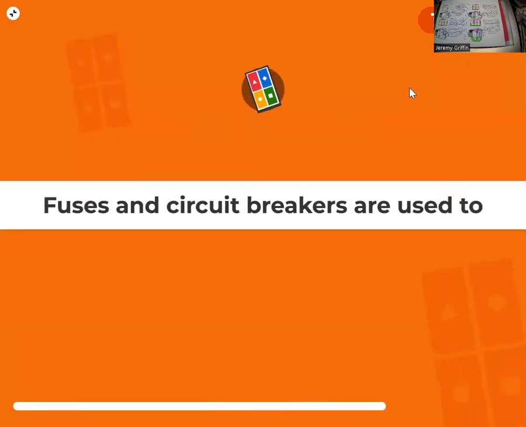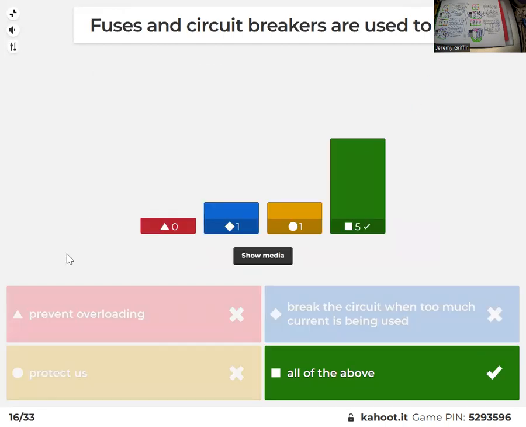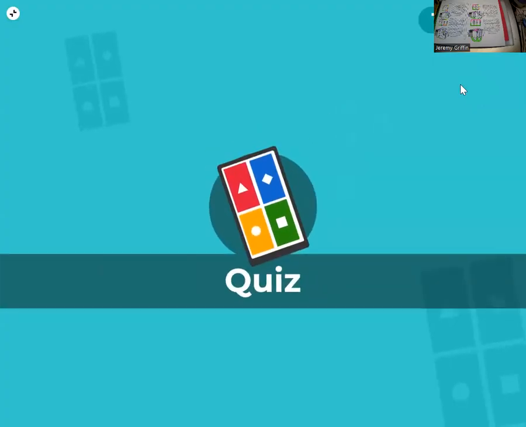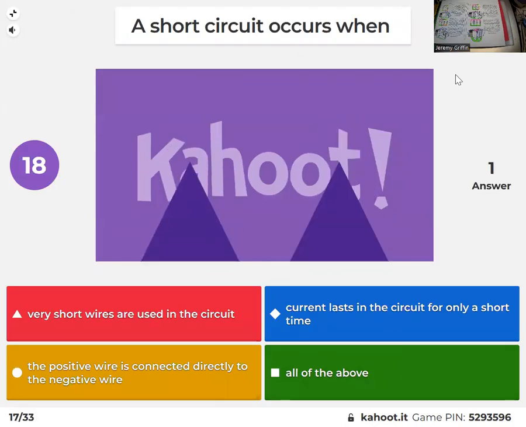Oh, fuses and circuit breakers are used to what? Yeah, those are all true statements. Prevent overloading, break the circuit when there's too much current flowing through, and protect us, right? So if you plug in something, you draw in too many amps, right? Fuse will break or the circuit breaker will switch, right? And it will cut the current. Right? A short circuit.